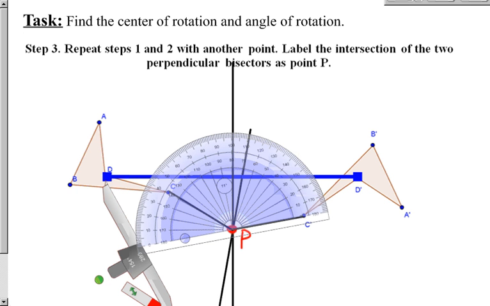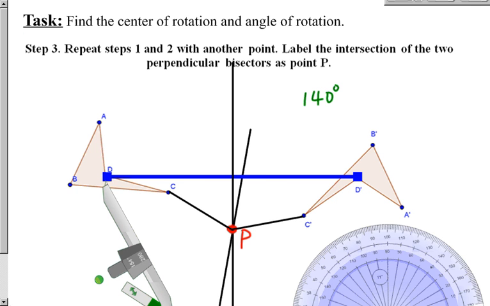Therefore, we could conclude. Now you have to be careful with this angle measurement, because if you say the angle measurement is 140, that will be a clockwise rotation. So a 140 degree rotation will be clockwise, because C goes from there to C prime. C goes there to there, C prime. So that's a clockwise rotation. So you must indicate that it is 140 degrees clockwise.